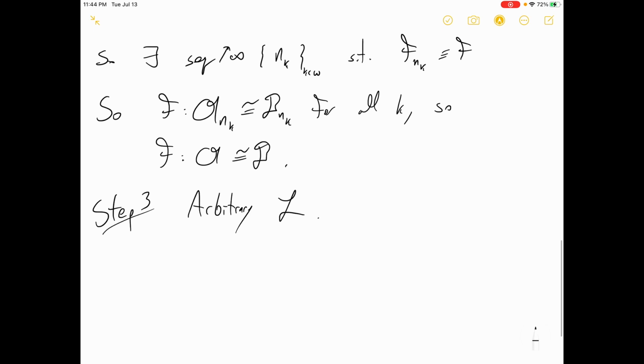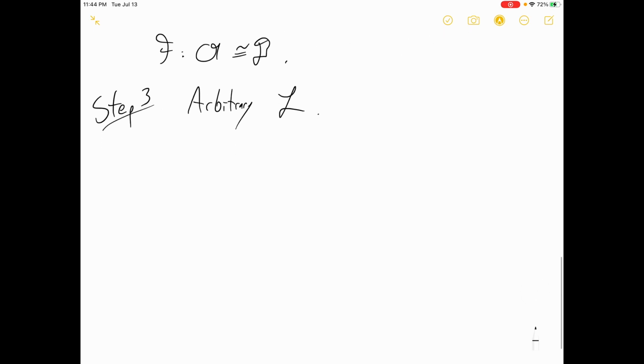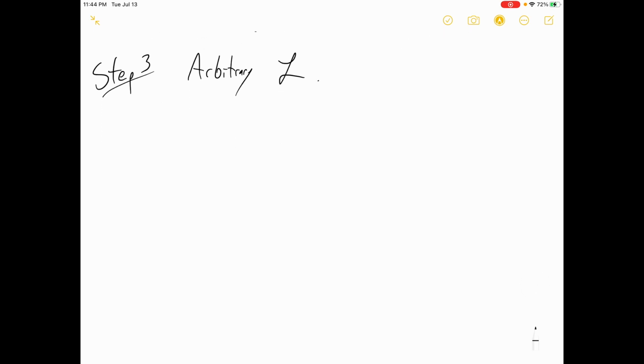Arbitrary L, a language of arbitrary cardinality. So in particular, uncountable cardinality is what we want to look at here. If your language has arbitrary cardinality, then the idea is we want to reduce this to a countable language. I'm going to have to think about this because I don't remember exactly how this step goes. I think it is relatively straightforward and easier than what we just did.